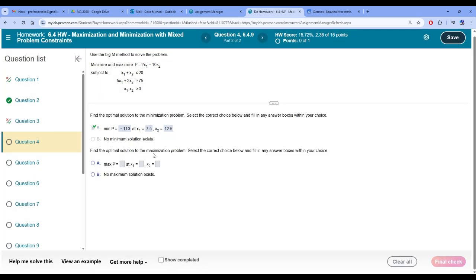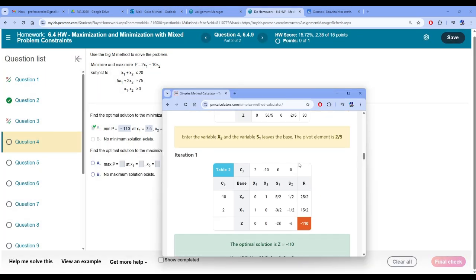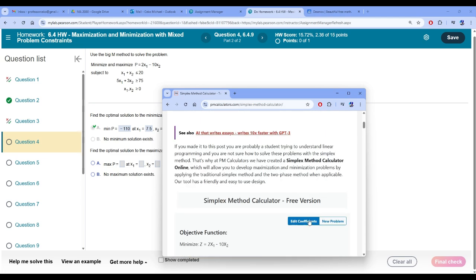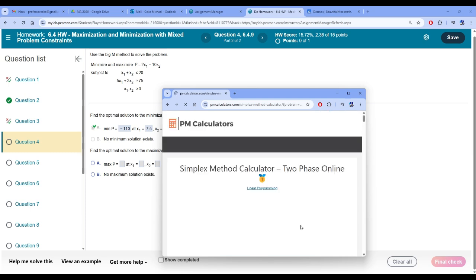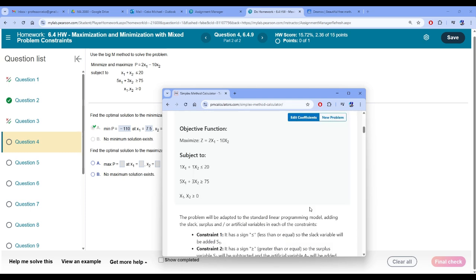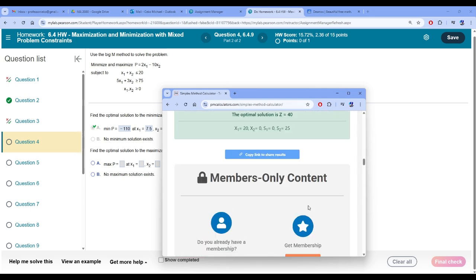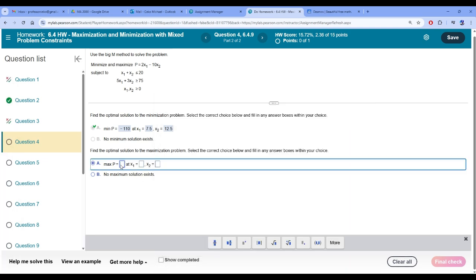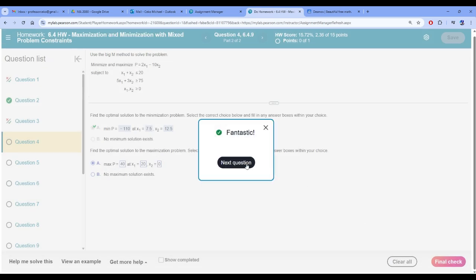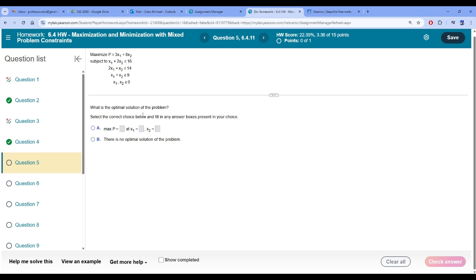Okay. Now I'm going to go to the same exact thing. Let's go back to edit coefficients, and let's just go maximize, solve. It should be the same answer, right? Because the minimization is equal to the maximization. No, it's not. 40, 20, 0. Maximum occurs at 40. This is going to be 20, and that one occurs at 0. Final check. Nice. Yeah, if we're solving it, it's really simple.